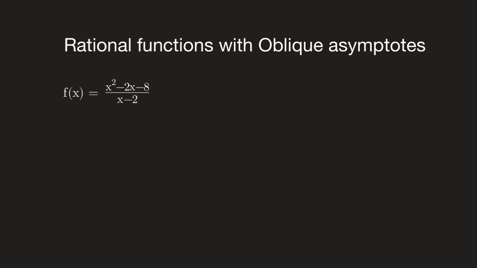Okay, guys, in this video we're looking at rational functions that graph to have oblique asymptotes. Okay, so there's some things that we should be able to tell straight away. Number one, that this function is top heavy, right? We have an x squared on top and just an x on the bottom, so the function is top heavy.